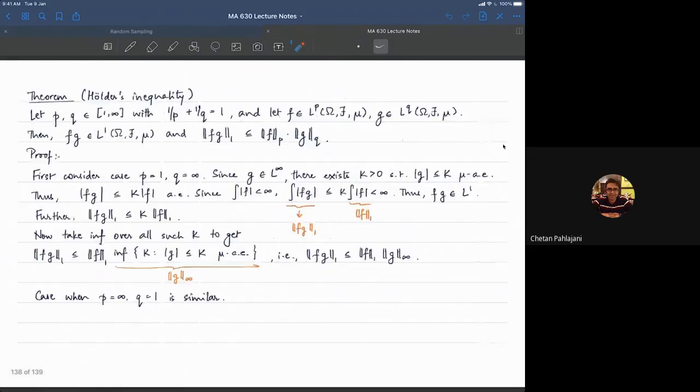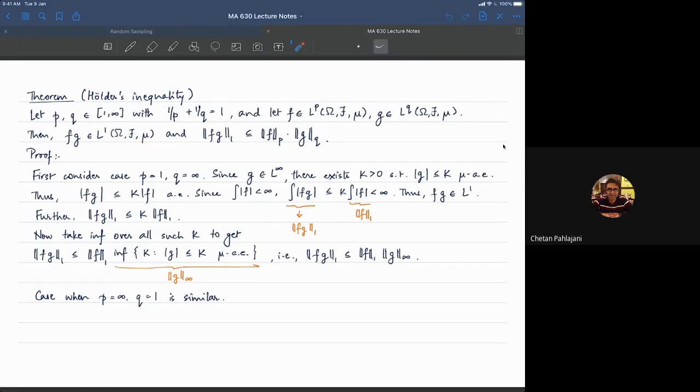Then we stated Holder's inequality. So what did Holder's inequality say? Of course, we are working on a fixed measure space (Omega, F, mu). Let p, q in the closed interval [1, infinity] be such that 1/p + 1/q = 1, so suppose p and q are conjugate exponents. Suppose f is in L^p(Omega, F, mu) and g is in L^q(Omega, F, mu), then you can be sure that the product f times g is in L^1(Omega, F, mu).